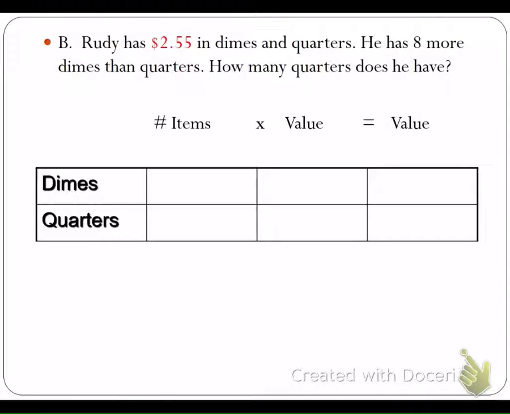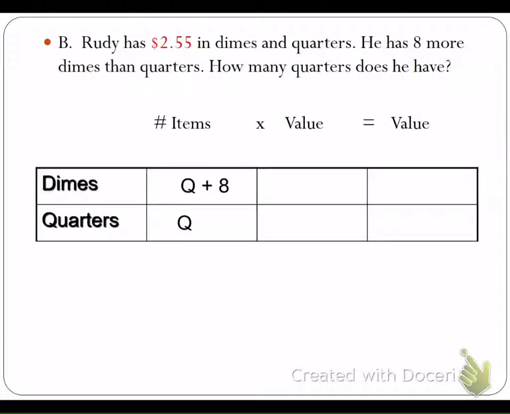How should we start? I usually look at what I'm looking for. What's my unknown? How many quarters? So let's just use Q for quarters. Now, I don't want to also use D for dimes. We only want one variable in these. So what do I know about the number of dimes? 8 more dimes than quarters. 8 more is Q plus 8. Perfect.